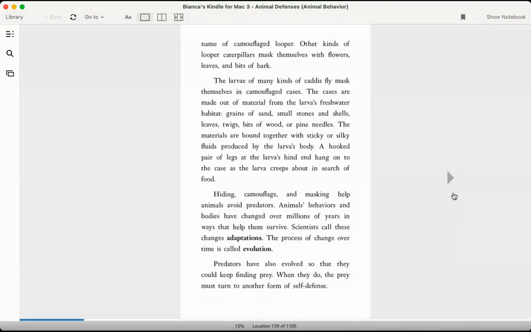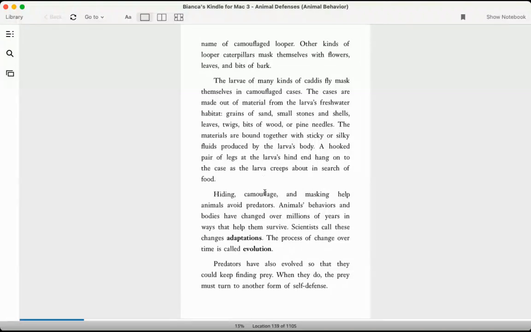The larvae of many kinds of caddis fly mask themselves in camouflage cases. The cases are made out of material from the larva's freshwater habitat: grains of sand, small stone and shells, leaves, twigs, bits of wood, or pine needles. The materials are bound together with sticky or silky fluids produced by the larva's body. A hooked pair of legs at the larva's hind end hang onto the case as the larva creeps about in search of food.